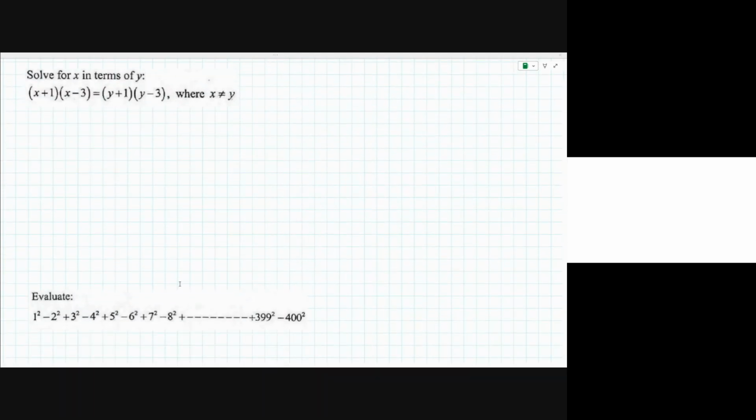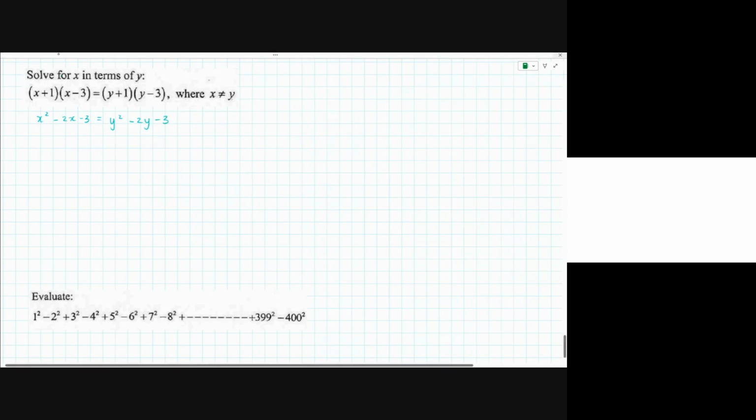So it said solve for x in terms of y. So basically, we need to end up with x equals. I'm going to be honest, I had absolutely no idea where I should start, but because I've got x trapped in the brackets, my first inclination is to get x out of the brackets so that you can isolate it. So I'm going to distribute both sides. So this becomes x squared minus 2x minus 3 is equal to y squared minus 2y minus 3.